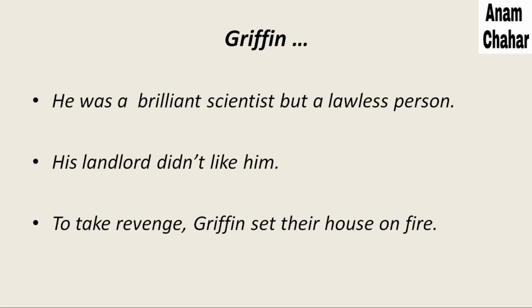Griffin was a brilliant scientist, but he was a lawless person. His landlord did not like him and wanted to get rid of him. To take revenge, Griffin set fire to the house. He then took the drug to go invisible. He took off all his clothes. He undressed himself and became transparent. He became invisible. He then rushed out of the house to escape being caught. So you can see Griffin had a bad temper. Just to take revenge, he set his landlord's house on fire and then he ran.